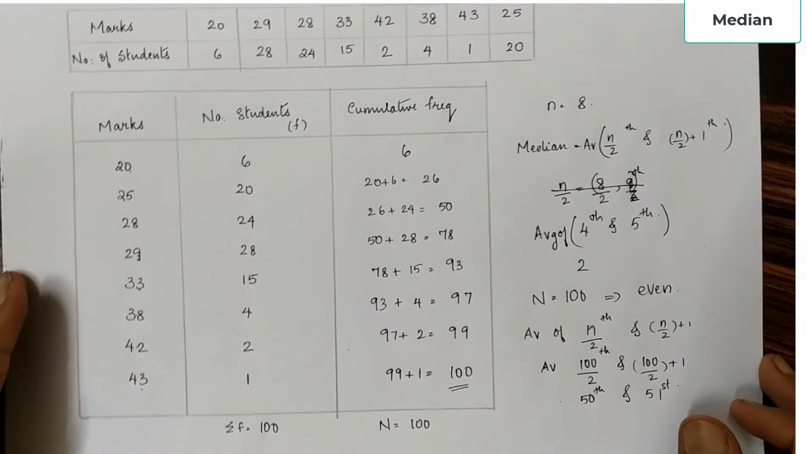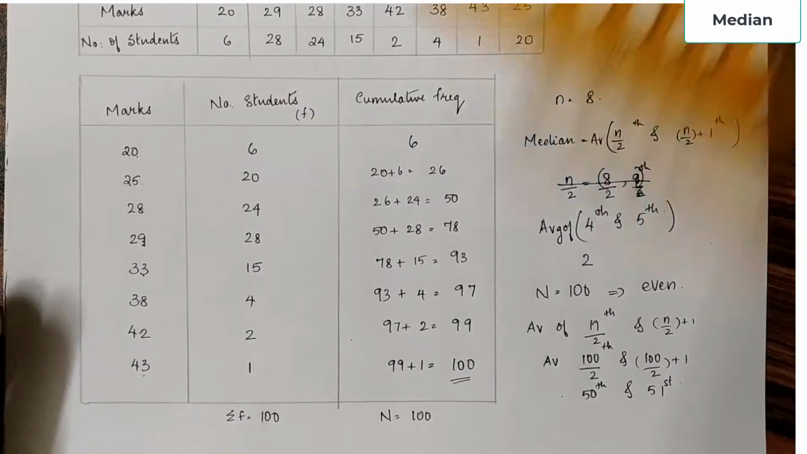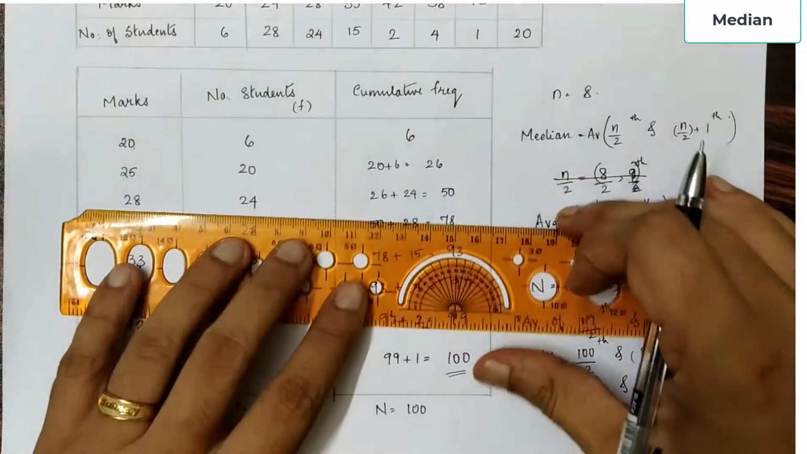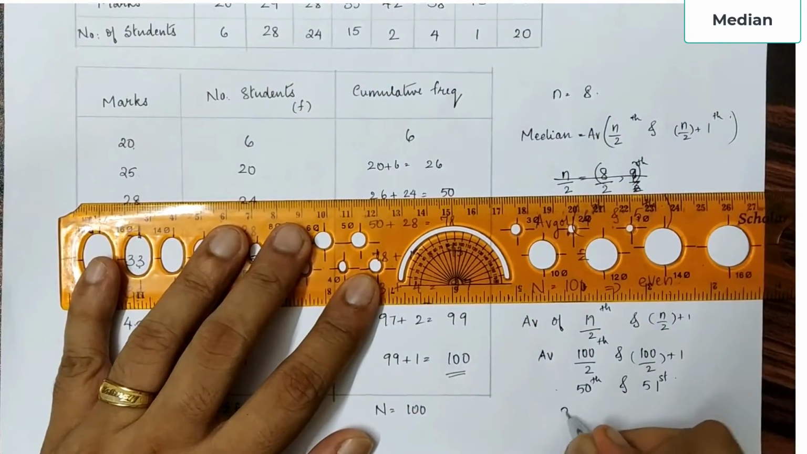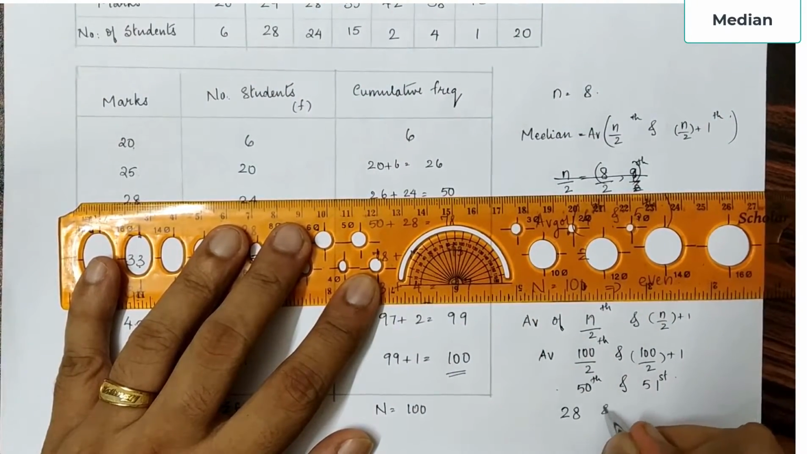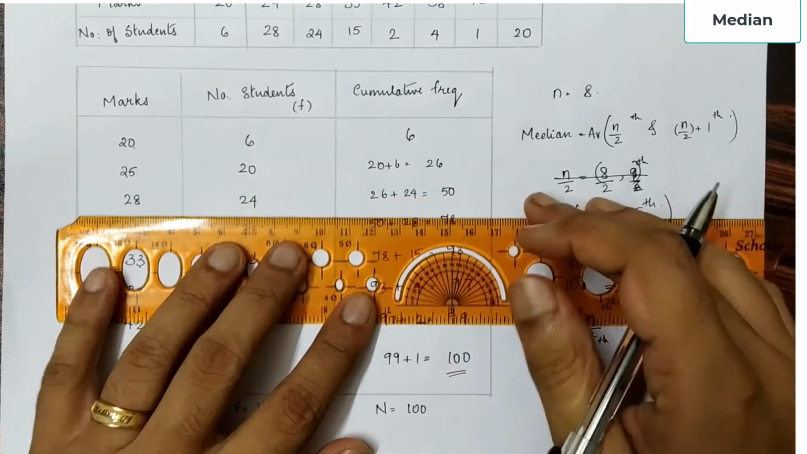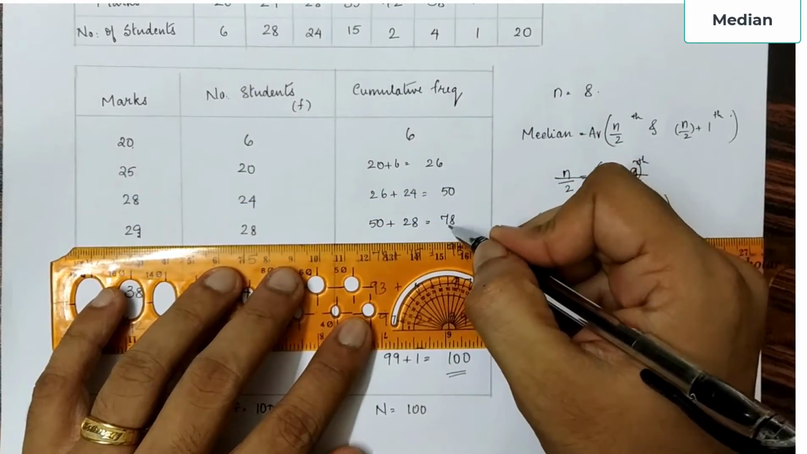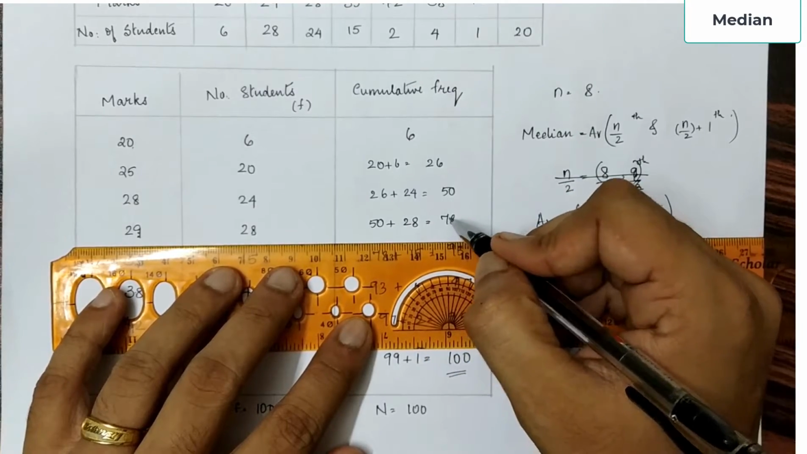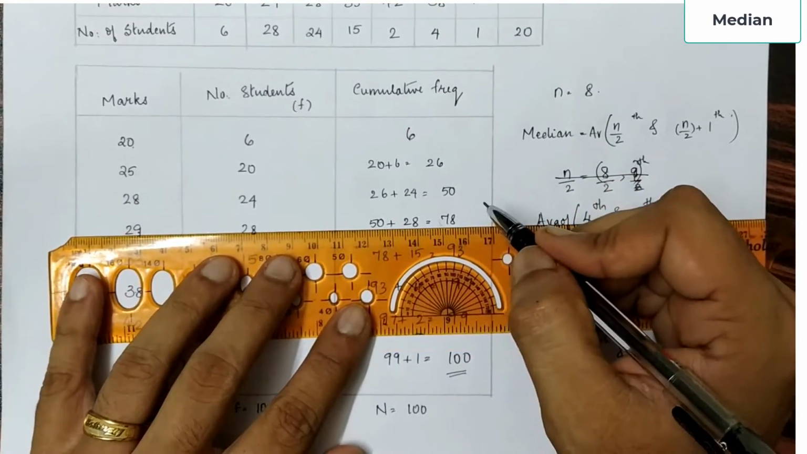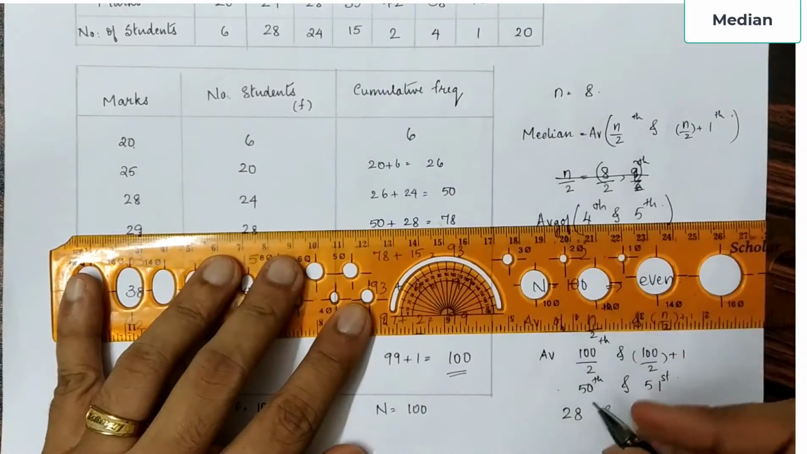Now look here in this table. What is our 50th item? The 50th item corresponds to 28. And where does 51 lie? 51 lies here in this one. Anything between 51 and 78 lies in this particular class. So what are the corresponding marks for that?